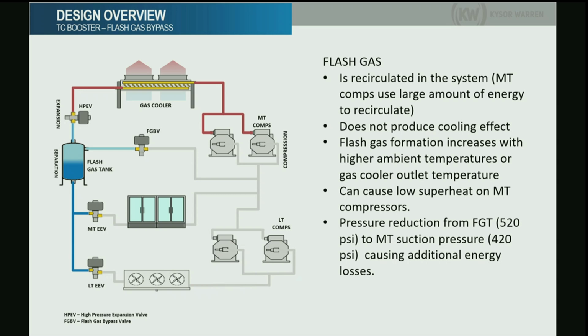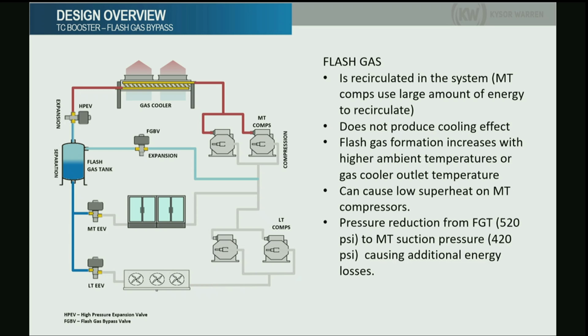No, right? So that vapor doesn't do anything for us. It's basically waste that we need to manage inside the system. So the way we do that, we take the vapor and pass that through this flash gas bypass valve and send that into the suction of the medium temperature compressors.